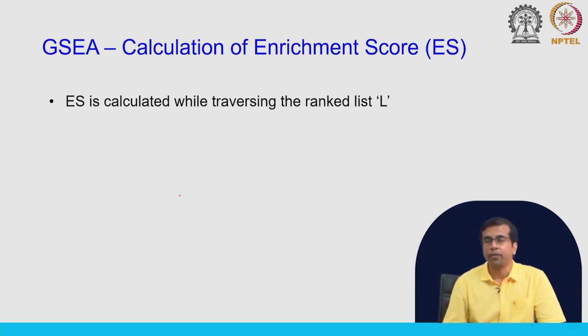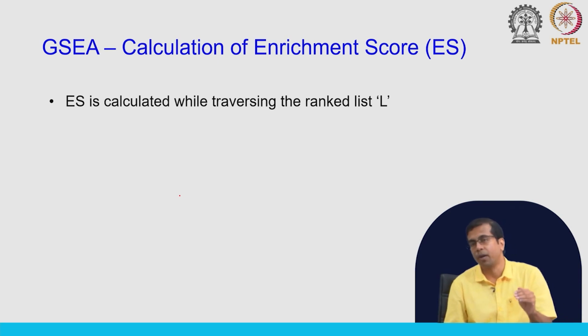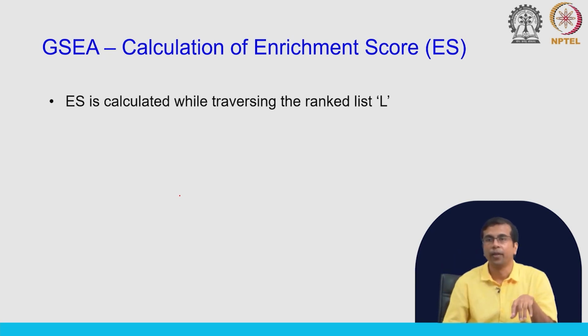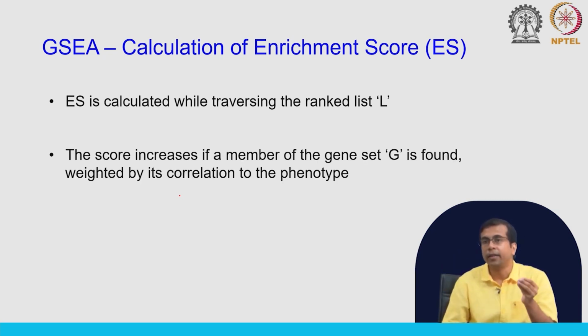So, how does this method calculate this ES score? ES is calculated through traversal of the rank list L. This method will start from the top of the rank list and traverse it, taking each gene, and you remember it has this gene set. It will see what the gene in the rank list is and compare it with the gene set. If there is a match, if a gene in the rank list is present in the gene set, it will increase the ES value. And there is a weight, of course, it is weighted by its correlation to the phenotype.